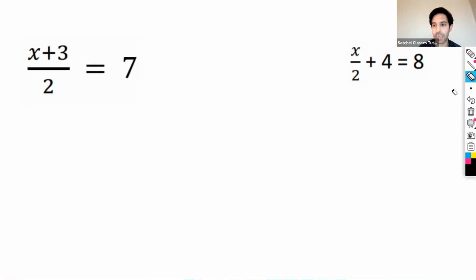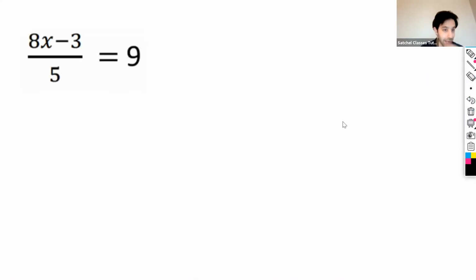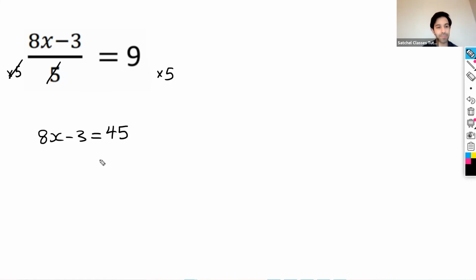So if I just delete my notations, and now we have (8x - 3) over 5 is equal to 9. So again, because both 8x and minus 3 are being divided by 5, we need to get rid of this division first. So I'm going to multiply both sides by 5. So this 5 and this 5, the multiplication of 5 and the division of 5 cancel out. So what we're left with is 8x minus 3 is equal to 9 times 5, which is 45.